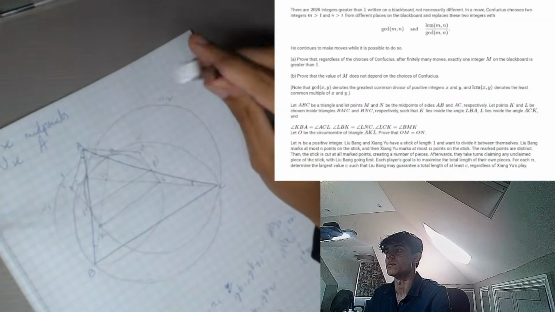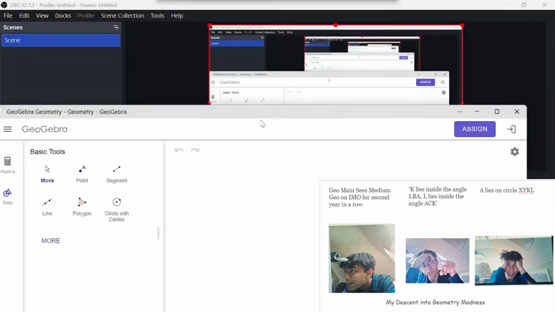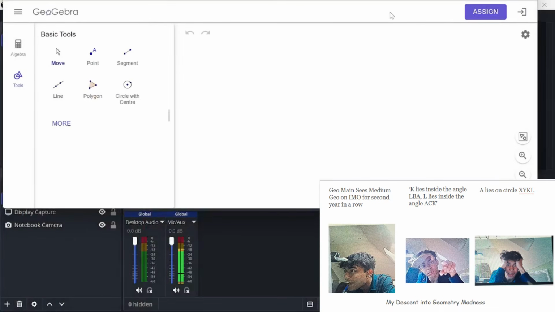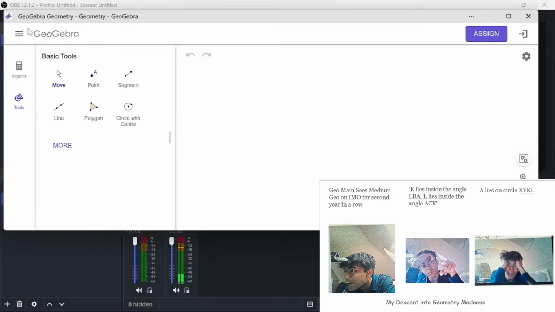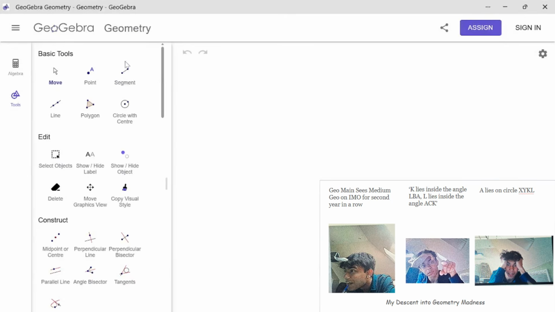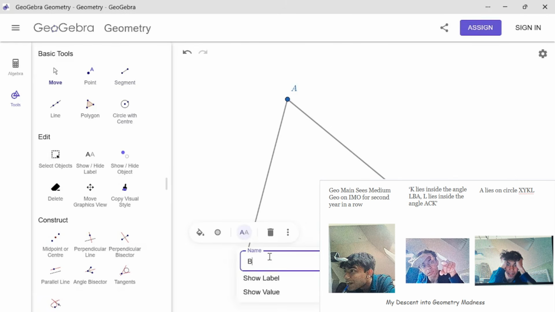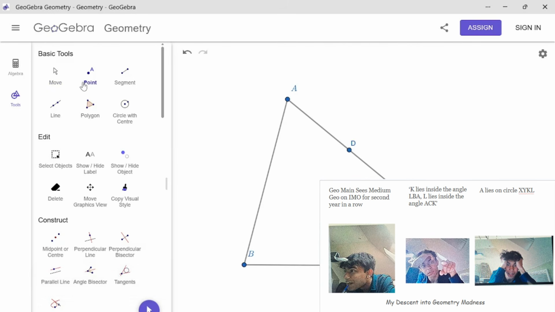I kind of want to look at P3 as well, so I'm going to use GeoGebra. Okay, that's fine. So what's going on? We got ABC. We got B1 and C1.